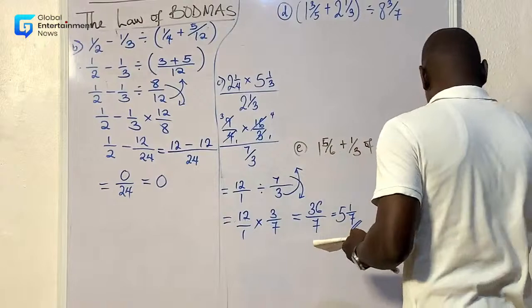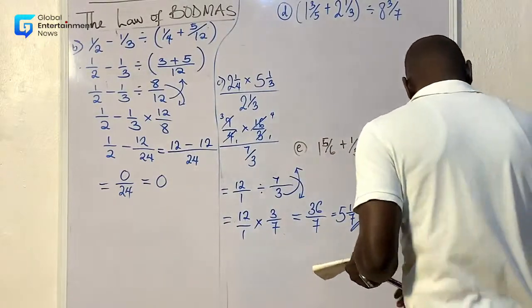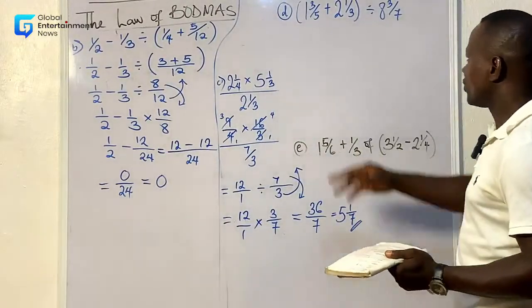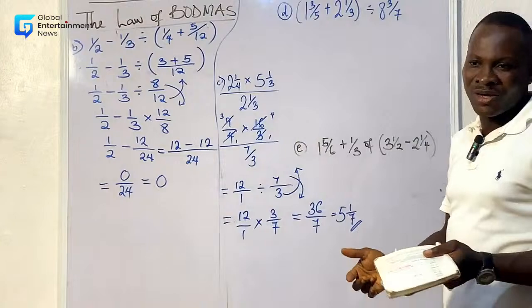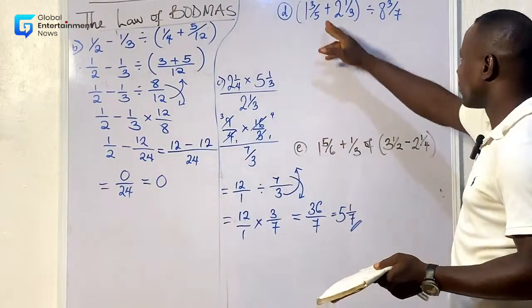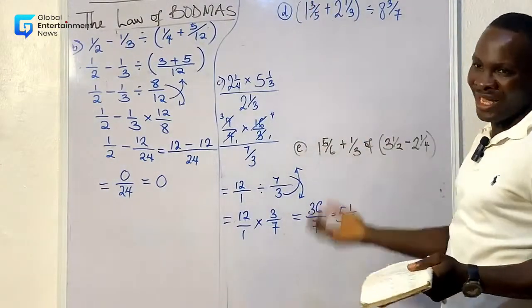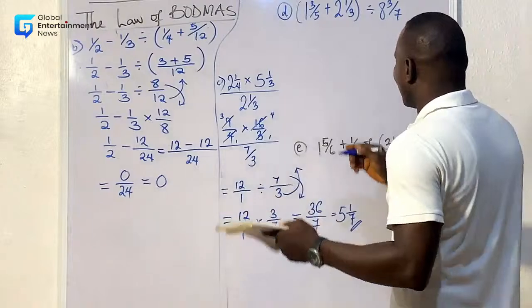Who can remind me? The first thing you are going to do is change all the mixed fractions to improper fractions, because we cannot solve an expression like this otherwise. So let's solve it. So what do we have now?